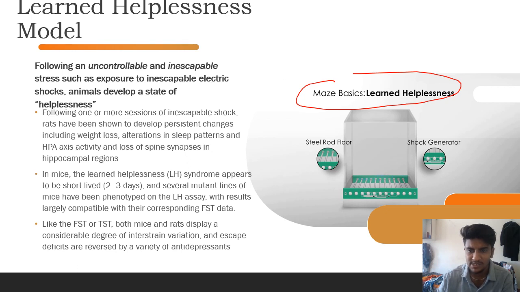So there are steel rods and a shock is generated, foot shock. So it is used to check a variety of antidepressant activities. So here you can see more details are given. You can just read through these details for more understanding and more detailed information.